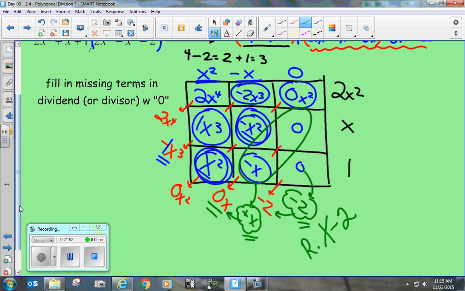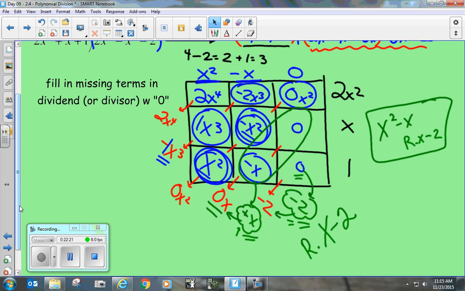Well, okay, when I combine 0 and negative x, that gives me negative x, but I need 0 x. So what do I do to negative x to make 0? I just add an x to it. Okay, well, I have 0. How do I get the negative 2? I subtract 2. So my remainder is x minus 2. So if I were to answer this, it's x squared minus x with the remainder of x minus 2. That's a lot.